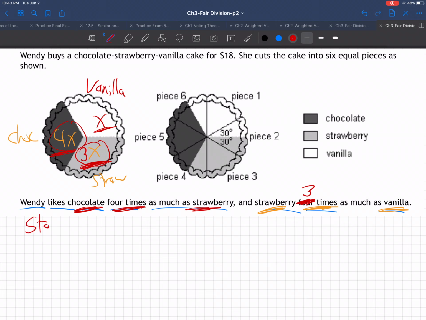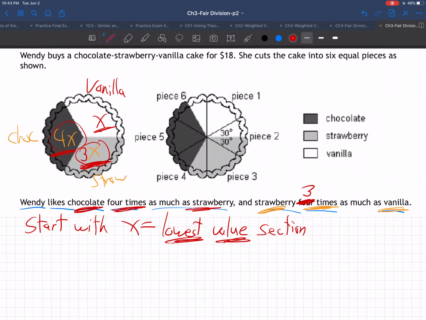You must start with x equals the lowest value section. You must start with the lowest value section, not the highest. That's the mistake I made. So let's go back now. Let's start with the lowest. What's the lowest? Vanilla, right? That's our x. Strawberry is 3 times that.